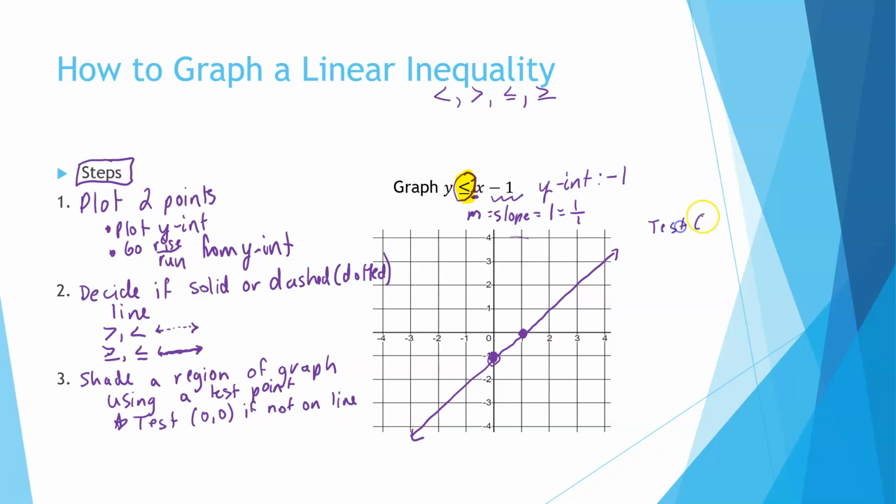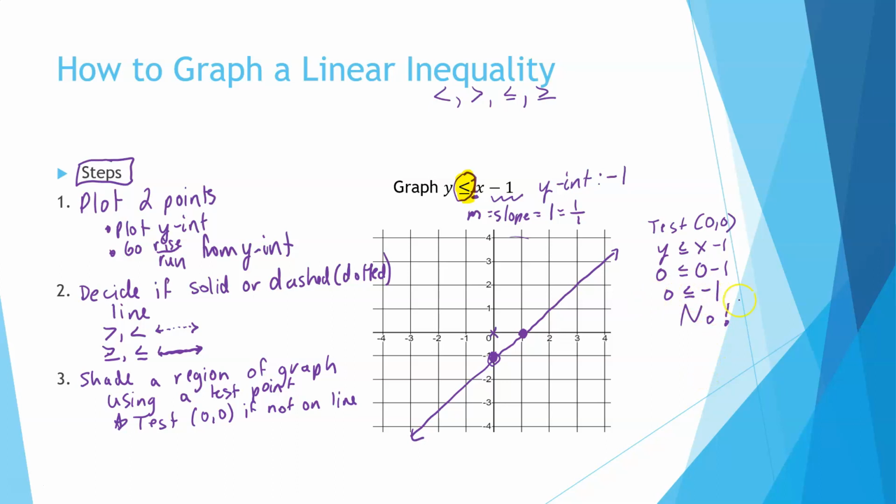So I am going to test 0, 0 because that is in fact not on the line. It means I take this inequality and I plug in 0 for my y, 0 for my x, and I simplify. Now after I simplify, I ask myself, is this true? Yes or no? Is 0 less than or equal to -1? And no, it's not.